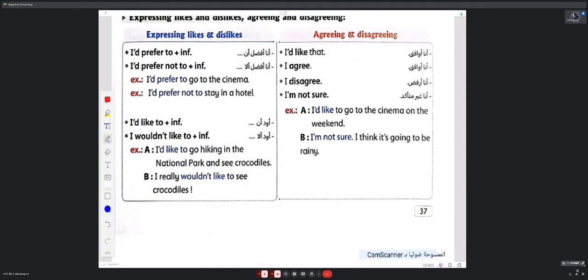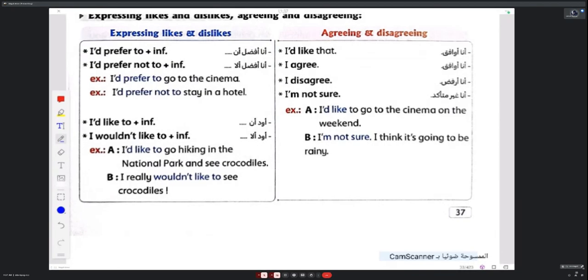I would prefer to plus infinitive. I would prefer not to plus infinitive. Example: I would prefer to go to the cinema. I would prefer not to stay in a hotel. Okay, thank you. Luigi, I'd like to.